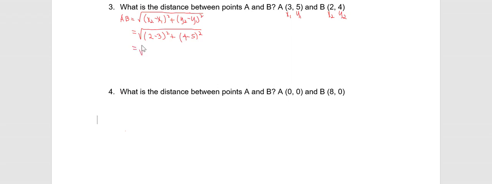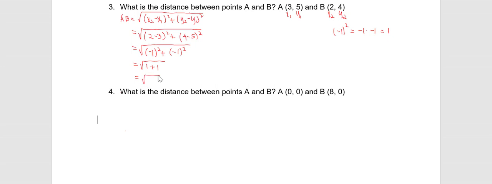Simplify the operations inside the parentheses. 2 minus 3 is negative 1. 4 minus 5 is negative 1. Since negative 1 squared is the same as negative 1 times negative 1, which is equal to 1, the radical becomes square root of 1 plus 1.